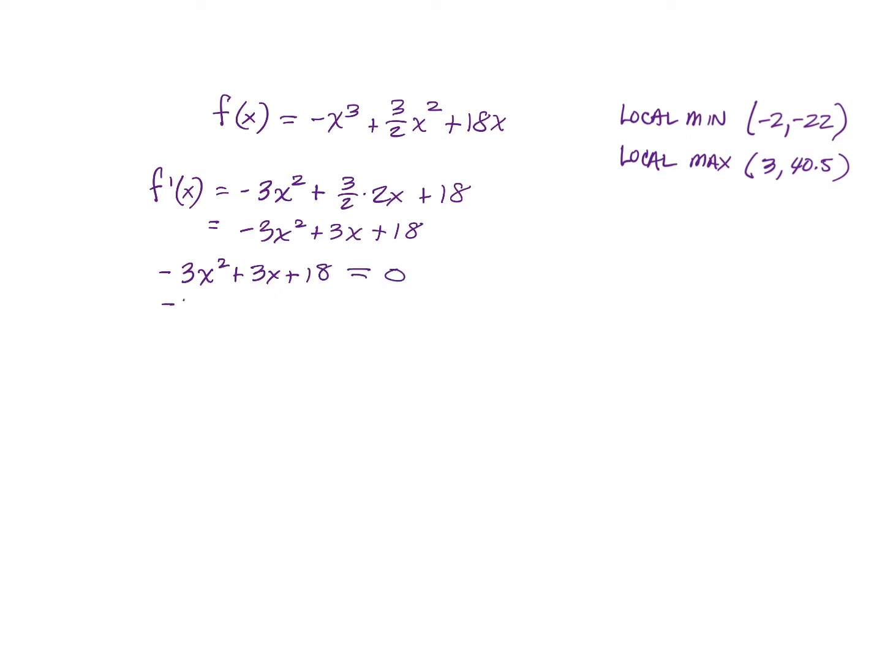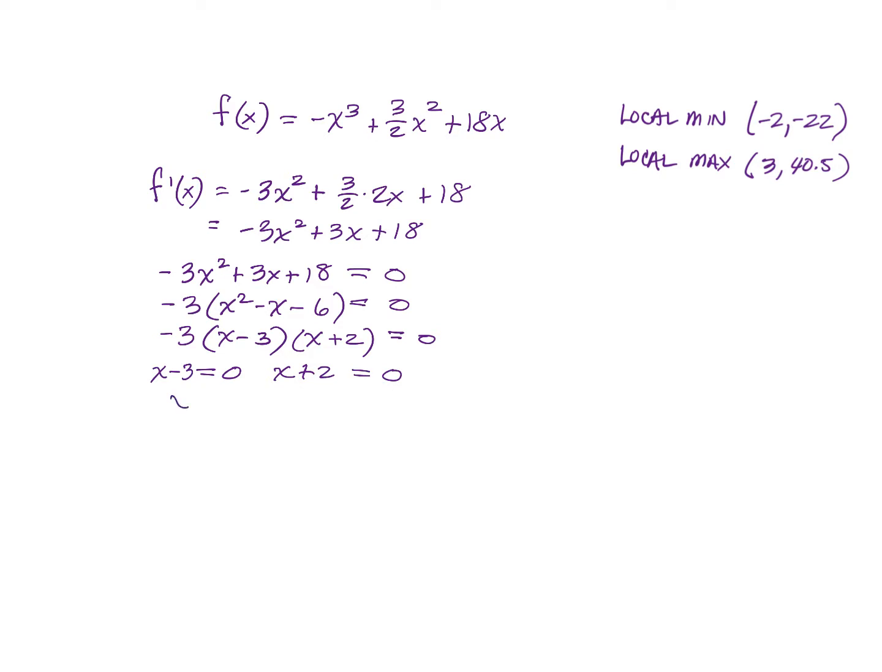We can factor out a -3, and we get x squared minus x minus 6 equals 0. And then we factor that into x minus 3 times x plus 2. And then we set each of those factors equal to 0, and we get x equals 3 and x equals -2.